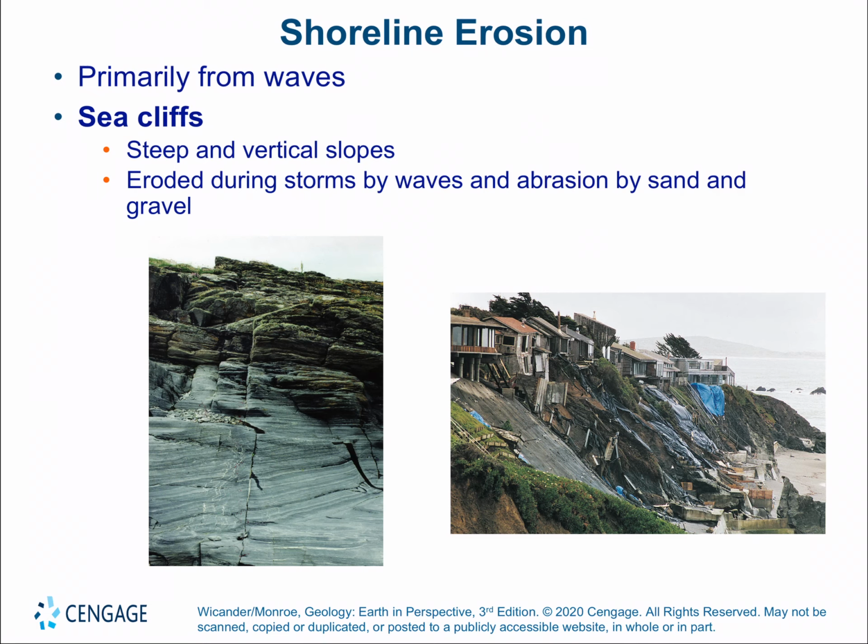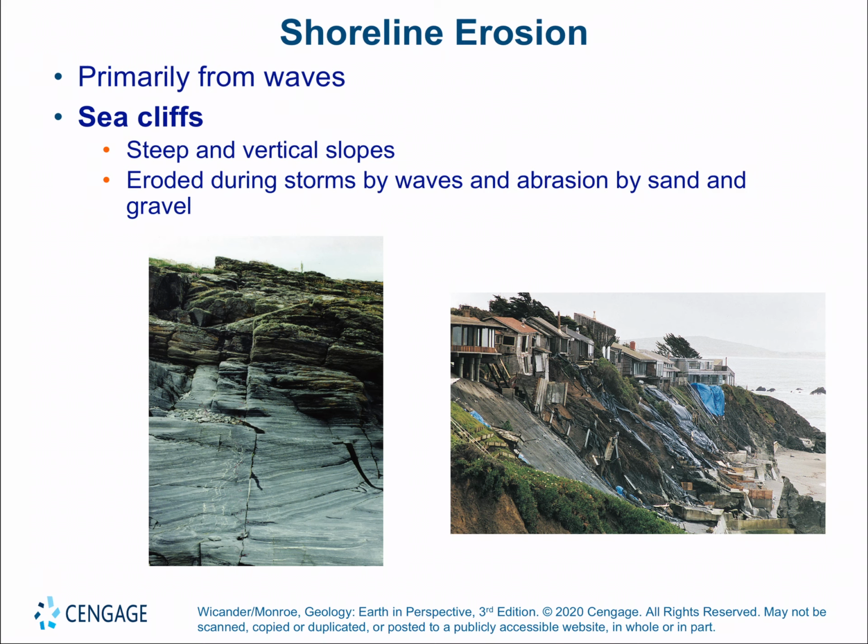Now, some features of shoreline erosion that we see. Most of our shoreline erosion is going to come from waves, and our first feature is what we call a sea cliff. It is a steep and vertical slope. It is eroded during storms by waves and abrasion by sand and gravel.